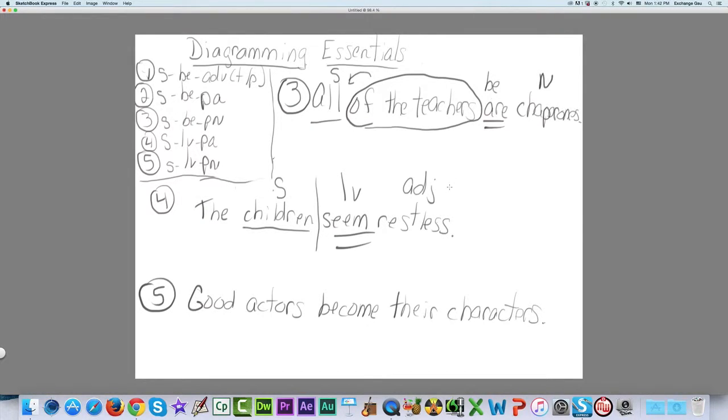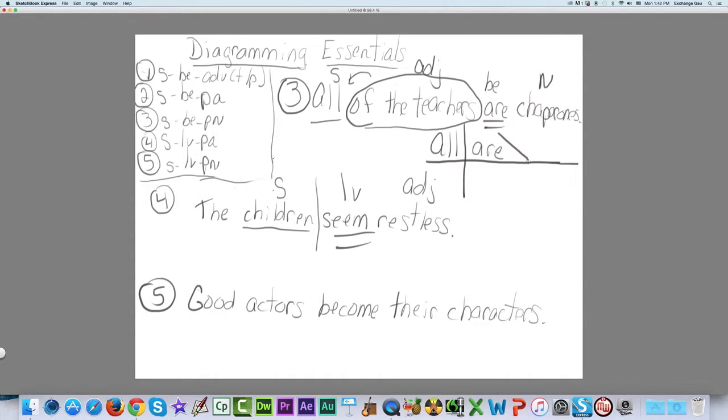Okay, so now we have pattern number 3, and I think this is probably going to be a little bit messy, but please bear with me. Again, we have our baseline, and we already established in our sentence analysis that all is behaving like the subject of the sentence, whereas of the teachers is a prepositional phrase in the form of an adjective. Are is our be verb, so it's exactly like we've already looked at.